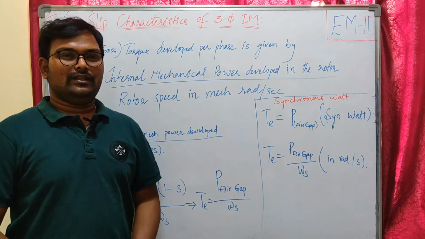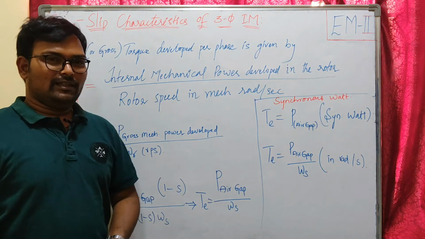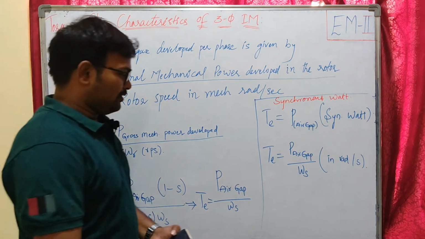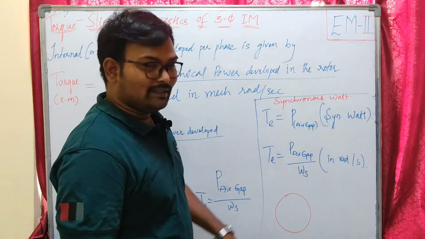Hello students, today we are going to see the torque slip characteristics of our 3-phase induction machine. As I told you earlier, torque is a twisting force developed on the rotor shaft. Here we have our induction machine. Let us consider this as the induction machine.